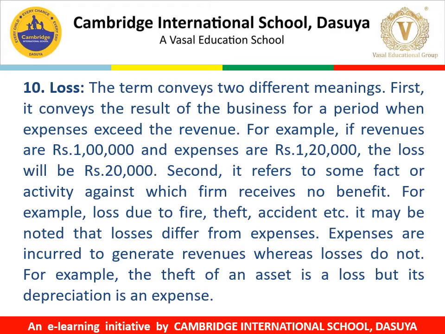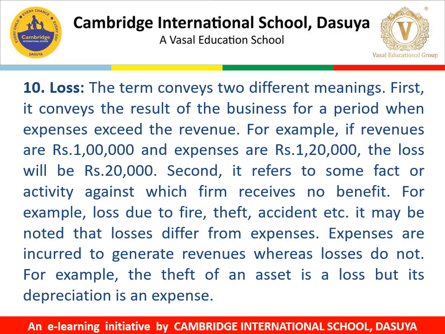Next accounting term is loss. The term conveys two different meanings. First, it conveys the result of the business for a period when expenses exceed the revenue. For example, if revenues are rupees 1 lakh and expenses are rupees 1 lakh 20,000, the loss will be rupees 20,000. Second, it refers to some fact or activity against which the firm receives no benefit.